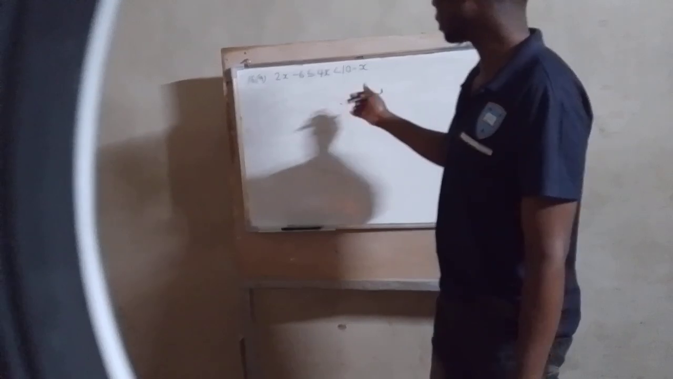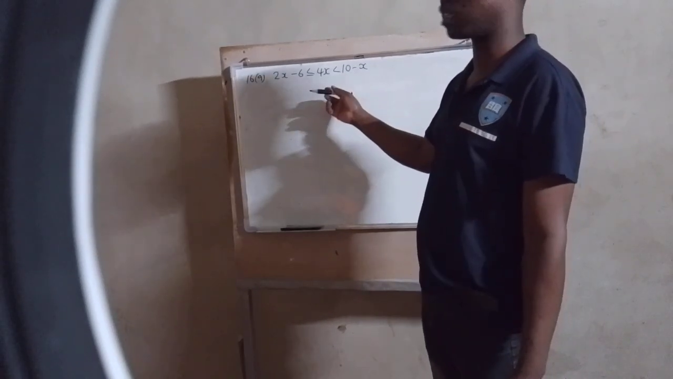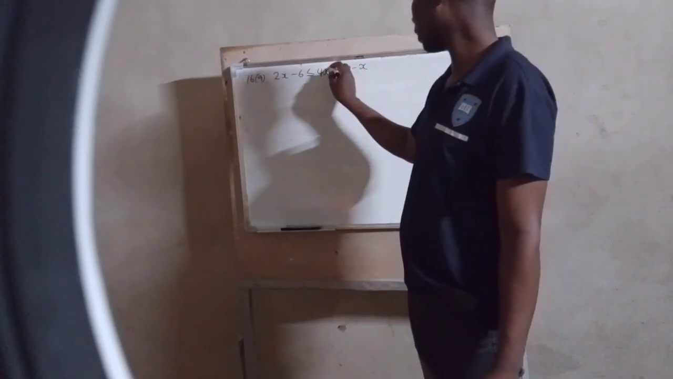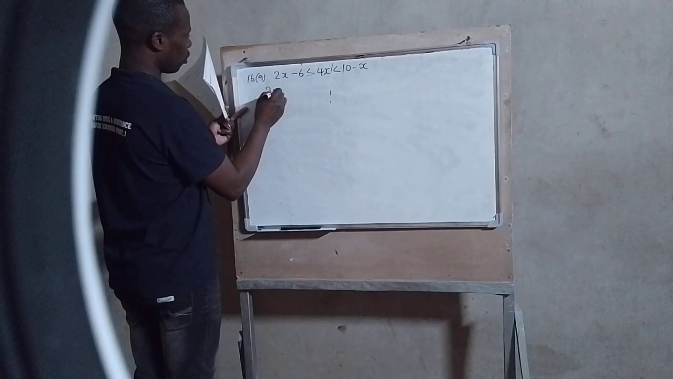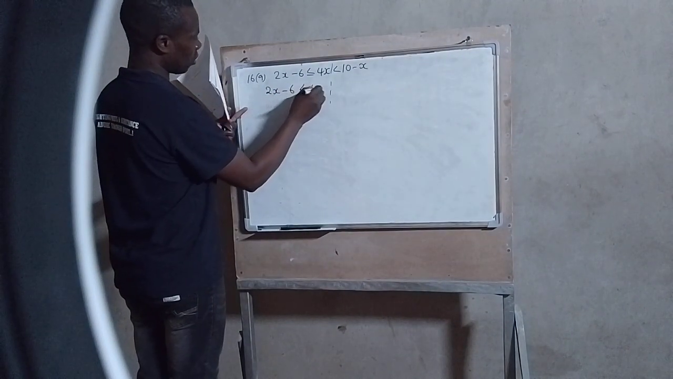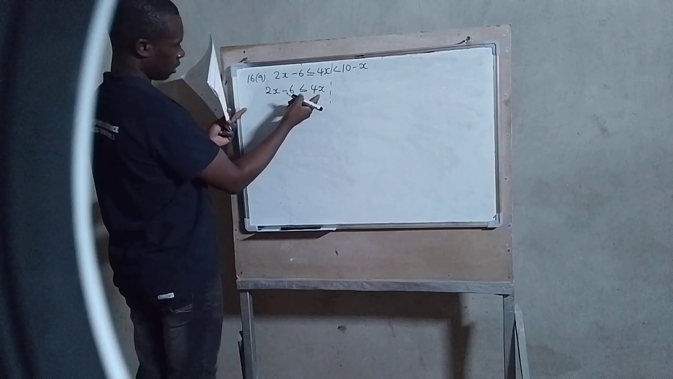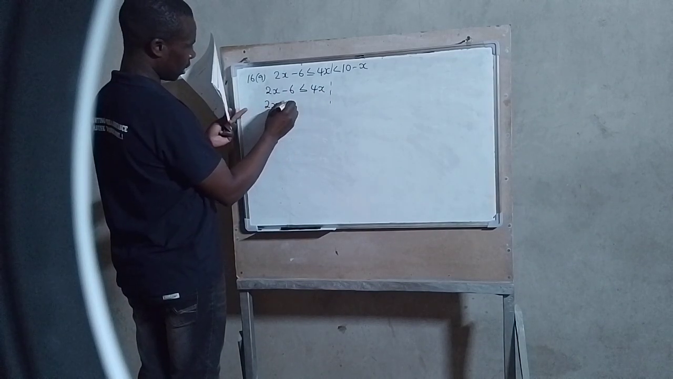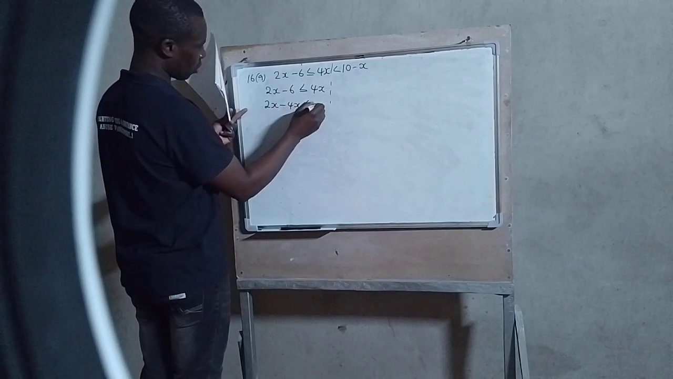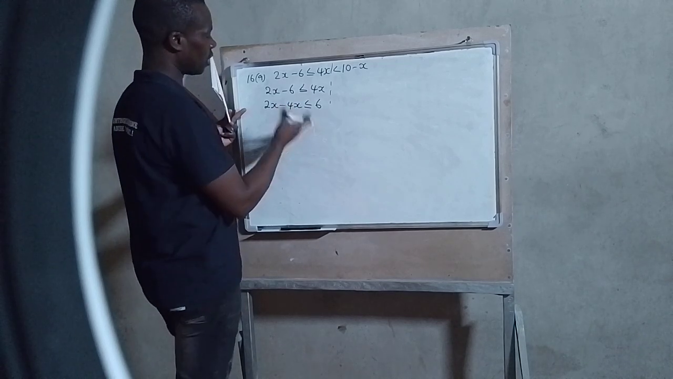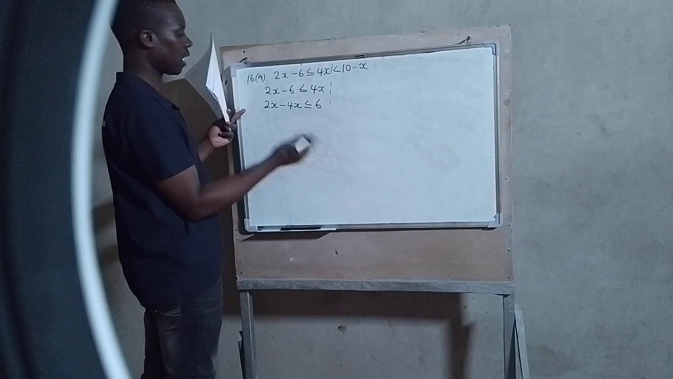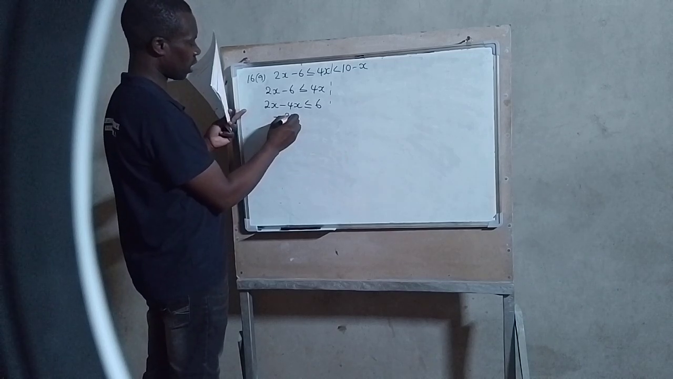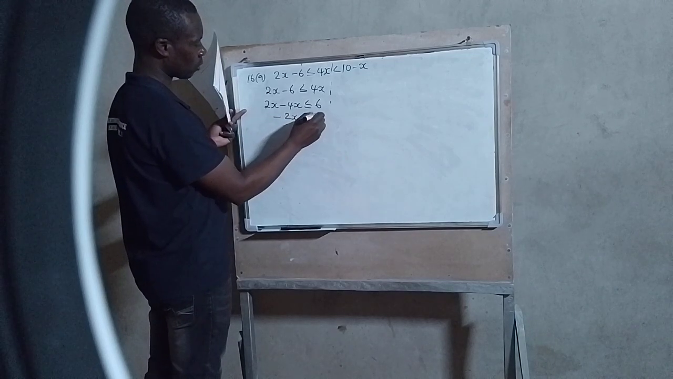Since this is a simultaneous inequality, we break this into 2 inequalities. The first will break here. Then we are left with 2x minus 6 less than or equal to 4x. This here is 2x minus 4x less than or equal to 6. When a term crosses the inequality sign, it changes sign. So we're now left with minus 2x less than or equal to 6.